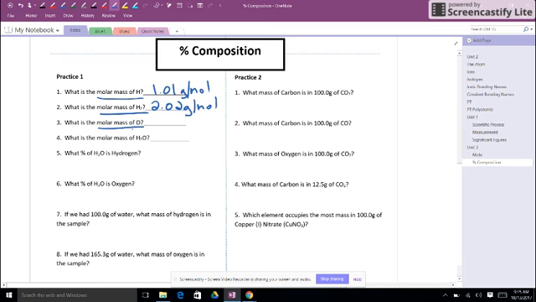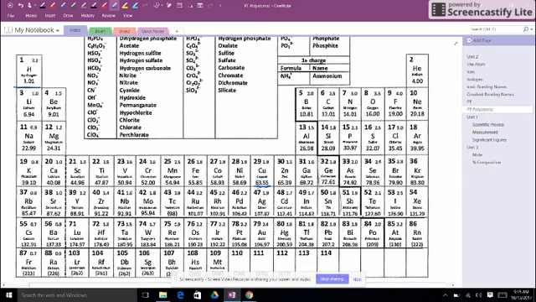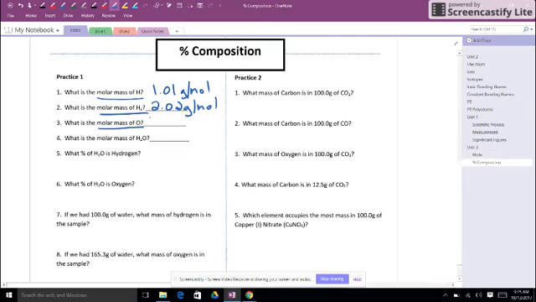What's the molar mass of one oxygen? Oxygen is 16.00 grams per mole. What's the molar mass of H2O then? We would just add these values. What's the mass of two hydrogens? 2.02. What's the mass of one oxygen? 16.00. Together they make up water, so the molar mass of water is 18.02 grams per mole.